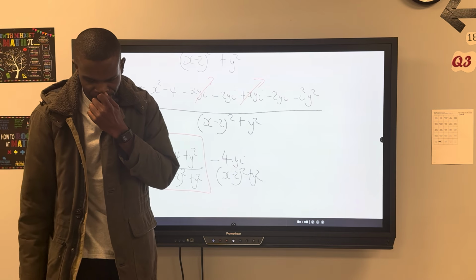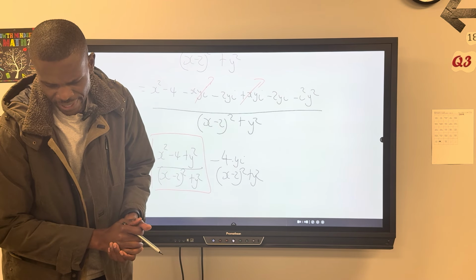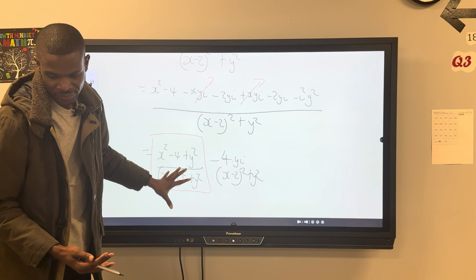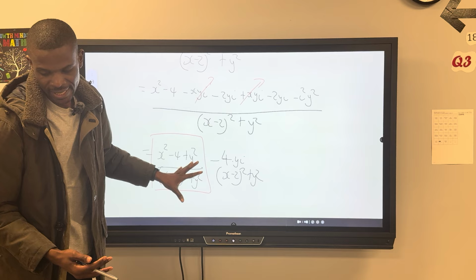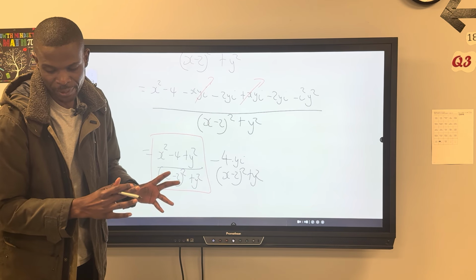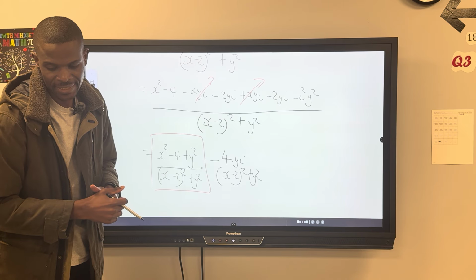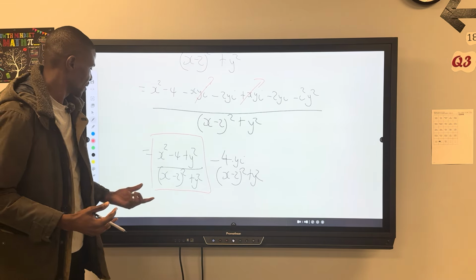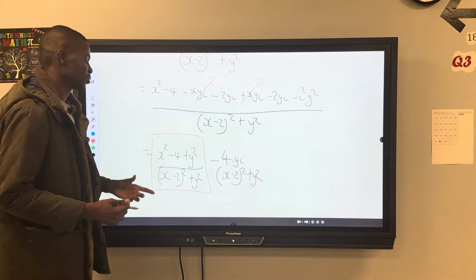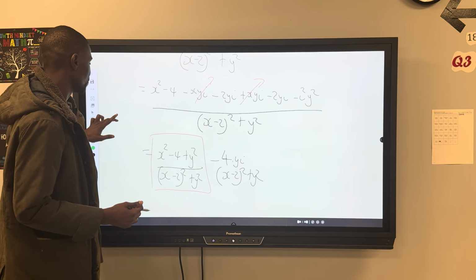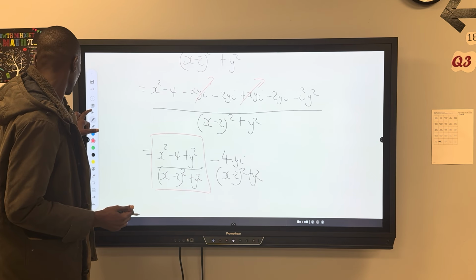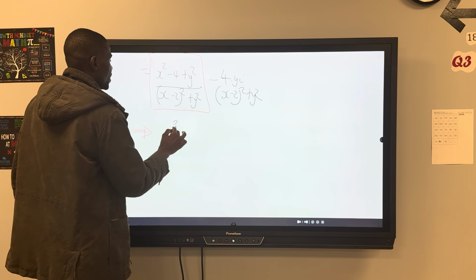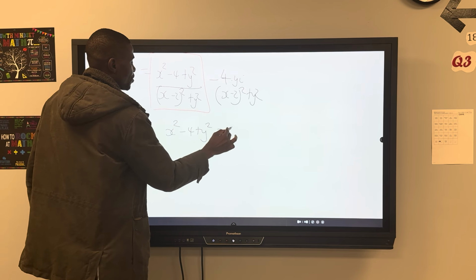But according to the question, they say that the real part of the complex number is 0. So if this whole thing is 0, show that the locus of the point representing z in the argand plane is a circle with center 0, 0 and radius 2. Now guys, mathematically it doesn't make sense for the denominator to be 0, right? So in order for this to be 0, the numerator should be 0. So this implies that x squared minus 4 plus y squared is equal to 0.